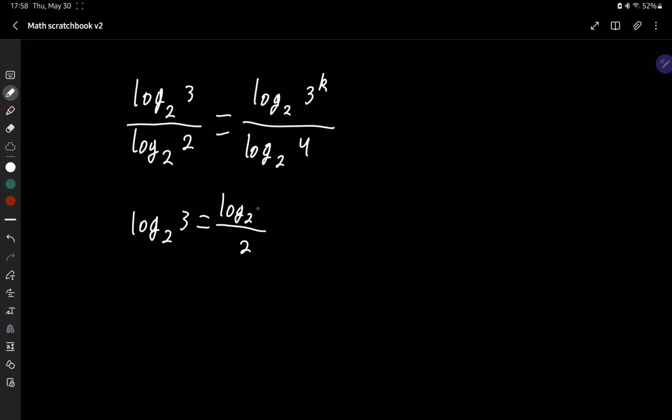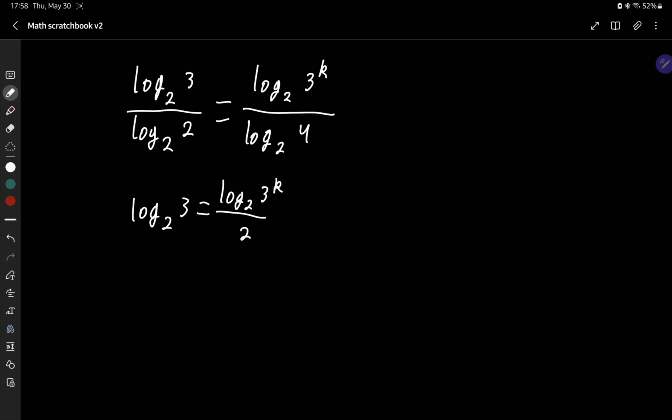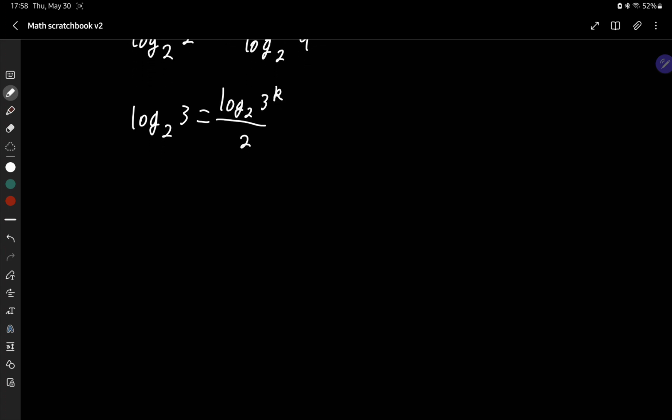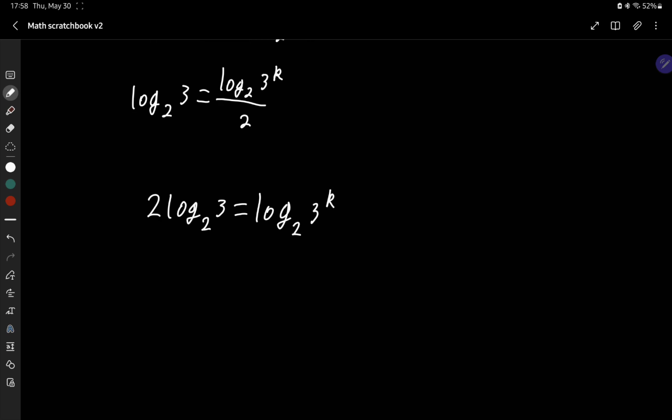So log 2 of 3k, sorry, it's a bit squished there. And then from here, we can again move the constant out to this side, so 2 log 2 of 3 is equal to log 2 of 3k.